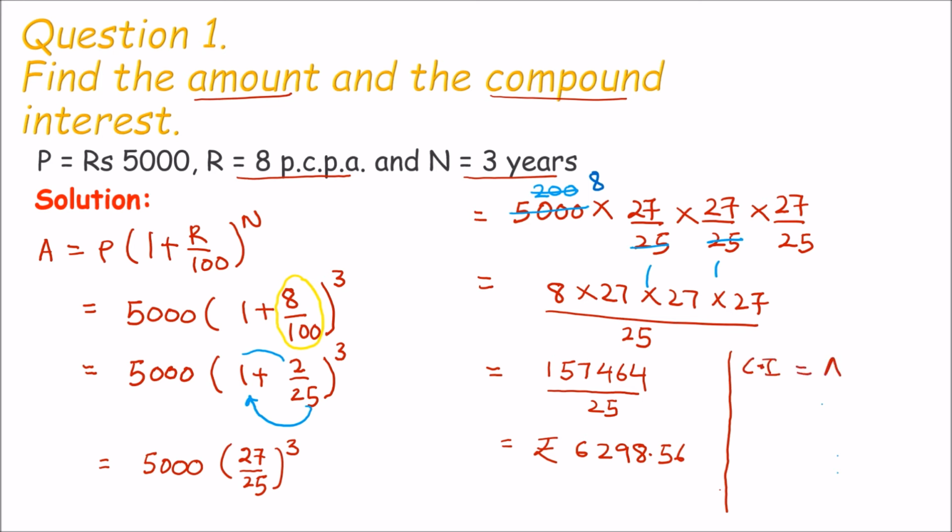Now we will find the compound interest, and the formula for compound interest is amount minus principal. Here the amount is 6298.56 minus 5,000. If we subtract 5,000 from it, we will get 1,298.56. That is the compound interest. So this way we can find the amount and compound interest.